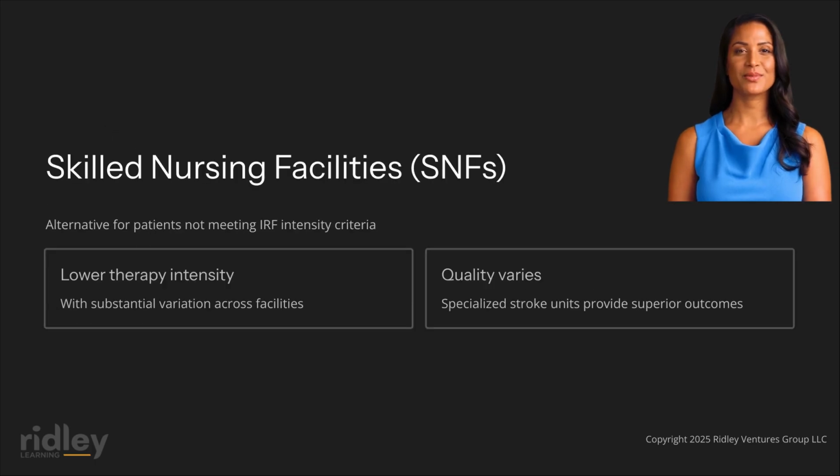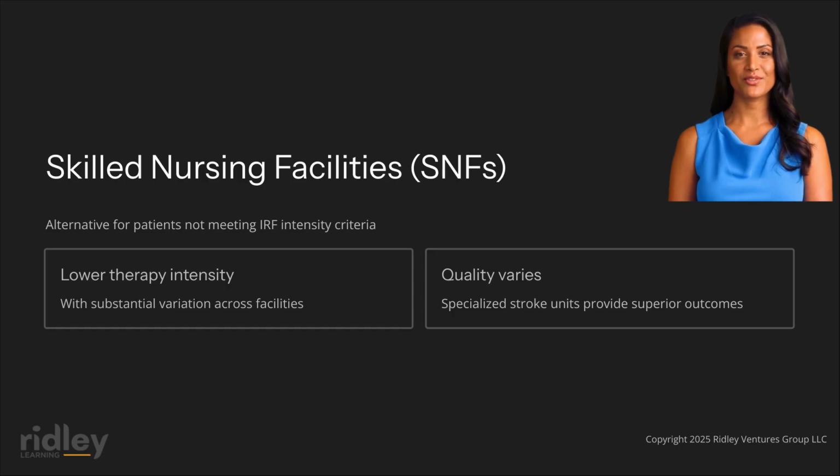Skilled nursing facilities provide an alternative post-acute care setting for stroke survivors who require ongoing medical supervision and rehabilitation services, but may not meet the intensity tolerance criteria for inpatient rehabilitation, or may have other factors favoring a less intensive care environment. The therapy intensity in skilled nursing facilities is typically lower than in inpatient rehabilitation, though substantial variation exists across facilities and patient needs.